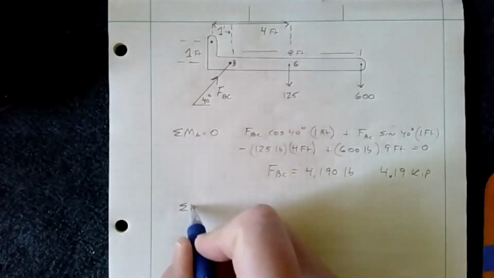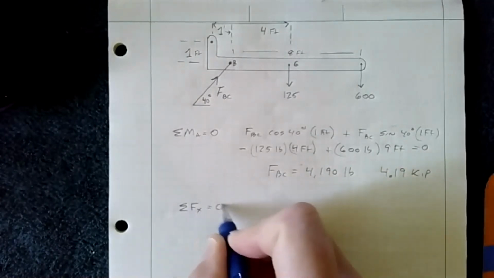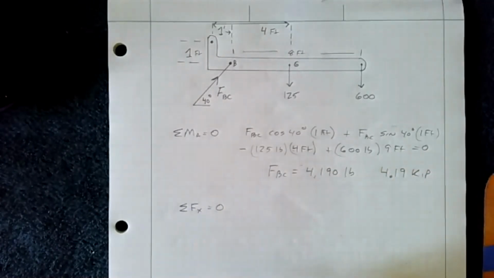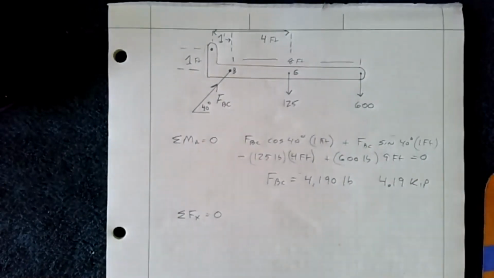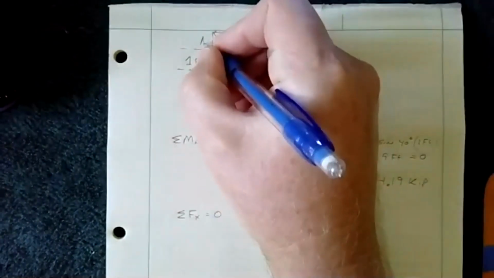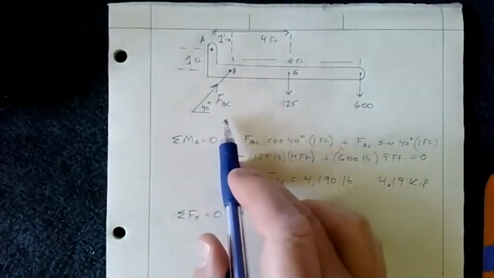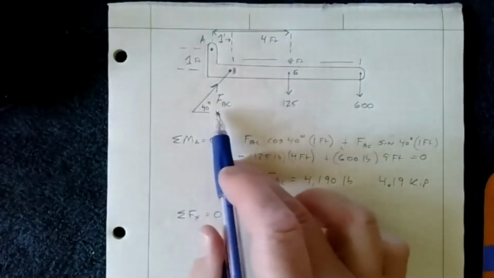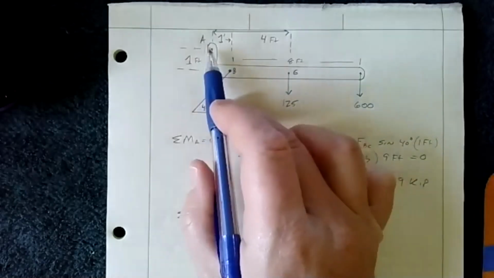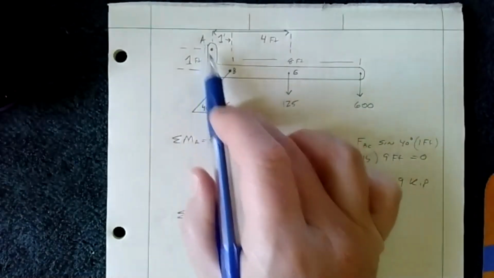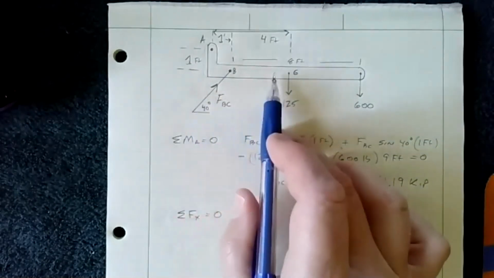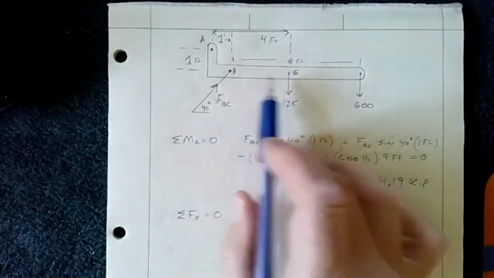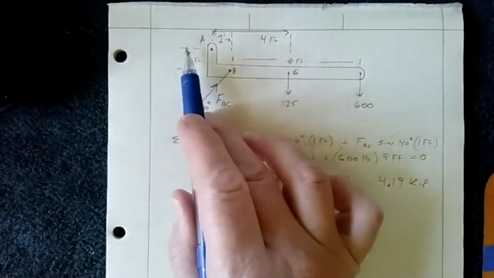We can sum the forces in the X to 0. And in this case, the only forces in the X are the reaction at A up here and the X component of BC. So the X component of BC is going to be equal to the X component of A. And since we've determined that BC is pointing this way, it has to in order to balance out these moments, then we know A is going to go the other way.